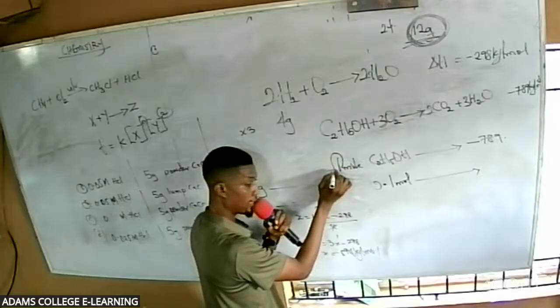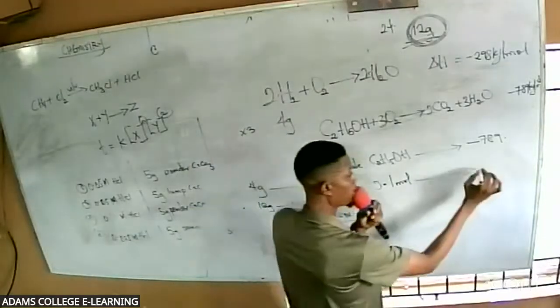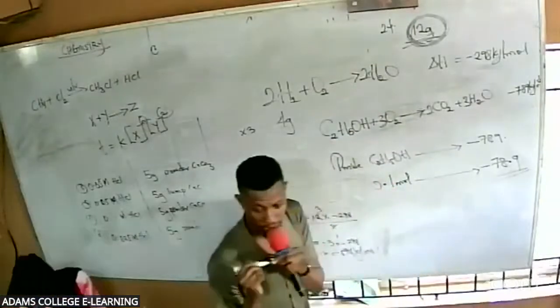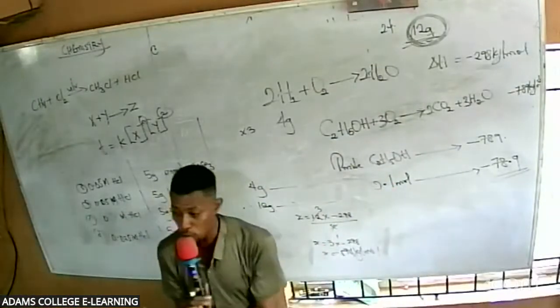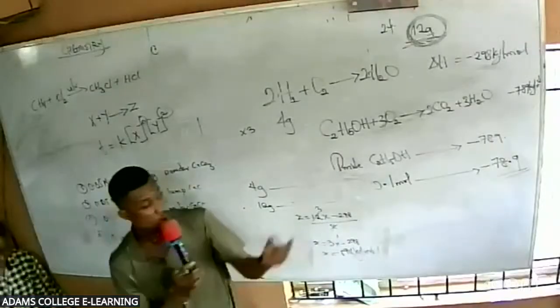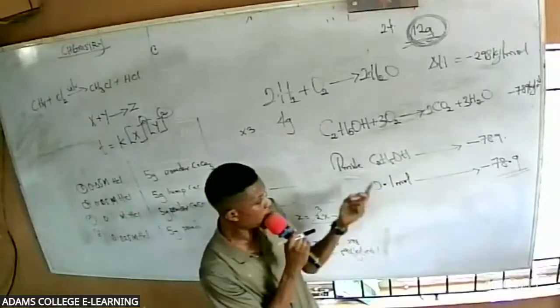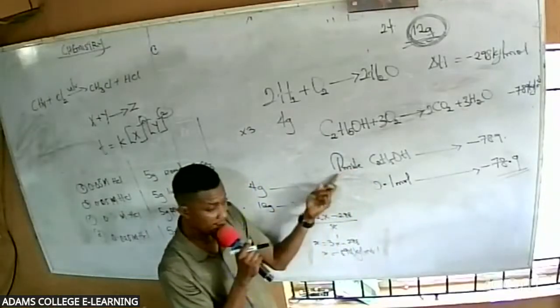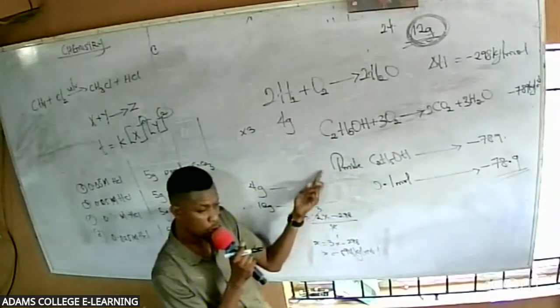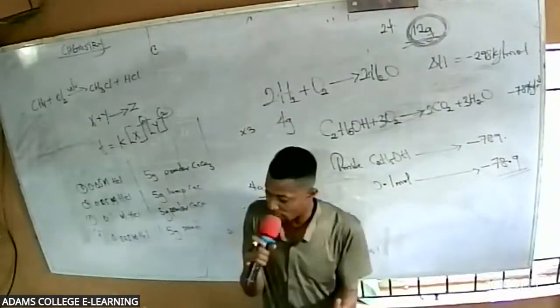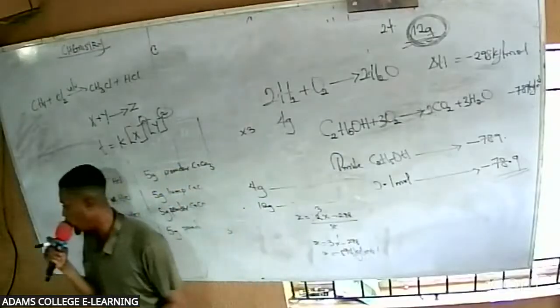So minus 78.9. That's all. These are simple calculations we are expecting. For 0.1, because for you to have 0.1 from 1, you just move your decimal place back by a factor of 1. So just move this one to you have minus 78.9 kilojoules per mole.